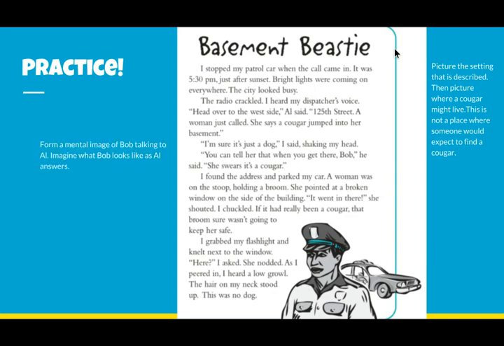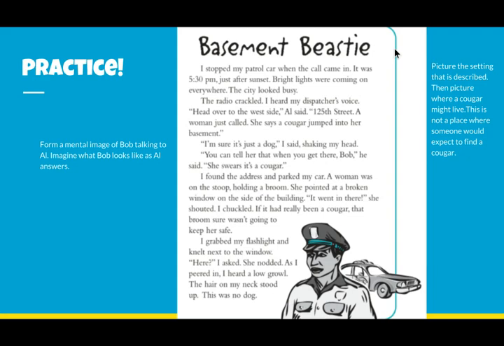All right, so now I want you to form a mental image of Bob talking to Al. Imagine what Bob looks like as Al answers. I know that personally, if I really thought this was unlikely, I would have my eyebrows furrowed and maybe be shaking my head a little. That's what I have going on in my mind when I think about this conversation.